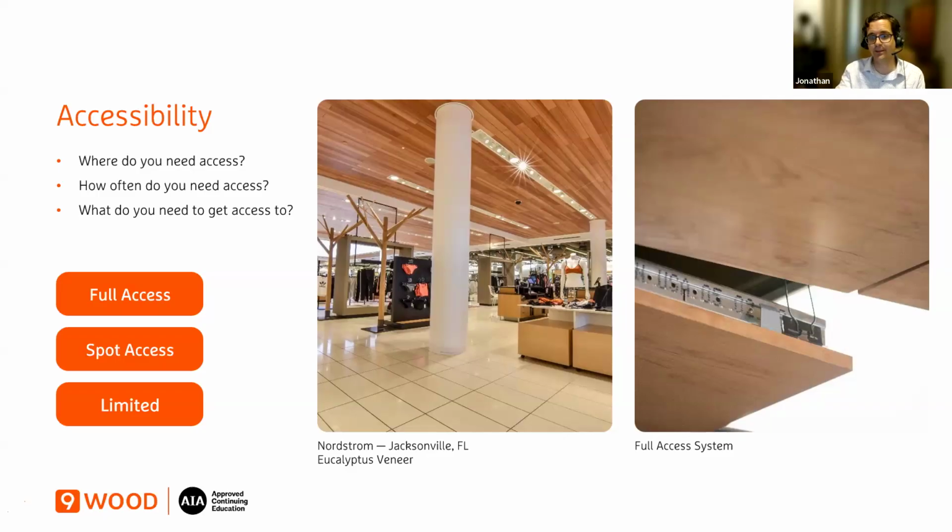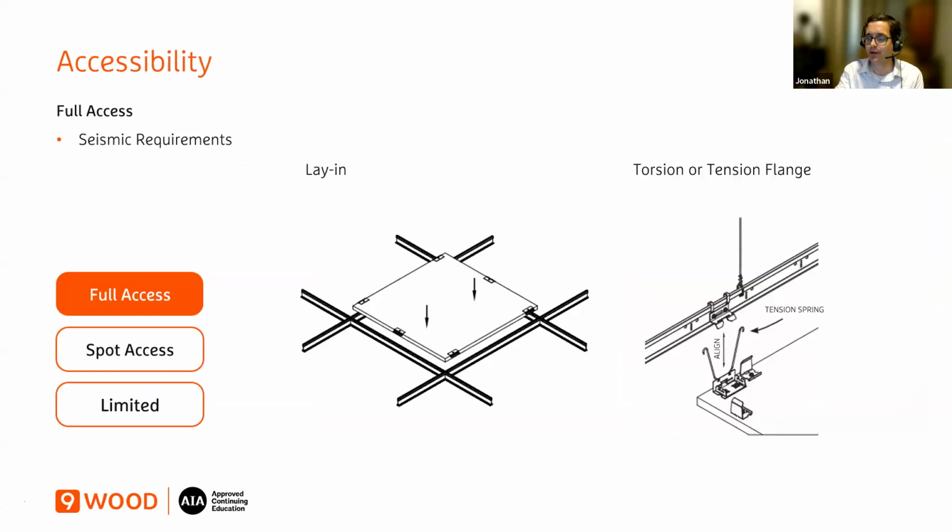There's full, spot, and limited access, and I'll go through the typical solutions in our industry. For full access, these are the most common, and I show a flat tile system here, but these can actually be done with a panelized grill or a panelized linear, a variety of different products potentially. The lay-in is fairly simple and works well. There are two things to consider with a lay-in system. First, you have to have enough plenum space so they can lift it up and get it out. If you don't have enough plenum space, that's potentially going to be an issue.